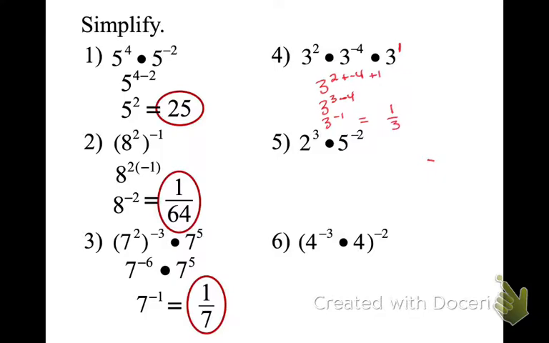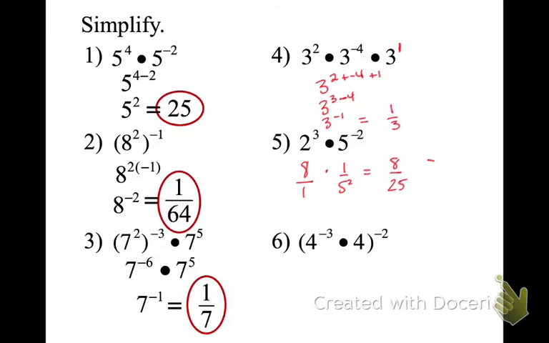Okay? Now the next one, they're not common bases, so we just have to multiply them out. That would be 8 and 5 times 1 over 5 squared, which is 8 over 25.